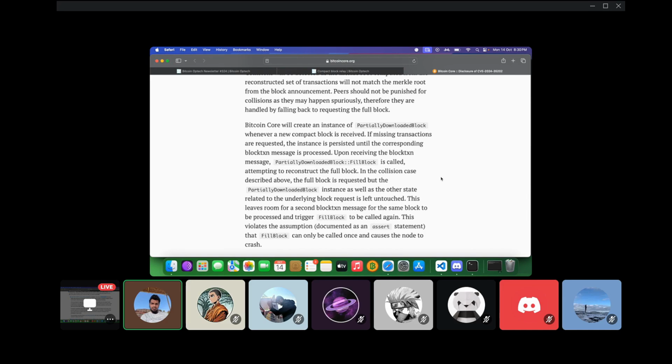Okay, so what can happen is that when you receive a compact block and then you ask your peer for the missing transactions, there is an instance known as PartiallyDownloadedBlock. Bitcoin Core will create an instance of PartiallyDownloadedBlock. This is a state. I believe this is a class in Bitcoin Core, a data type basically. So when you are trying to reconstruct a block, an instance of this data structure is created, meaning your software is made to believe that you are constructing that block.